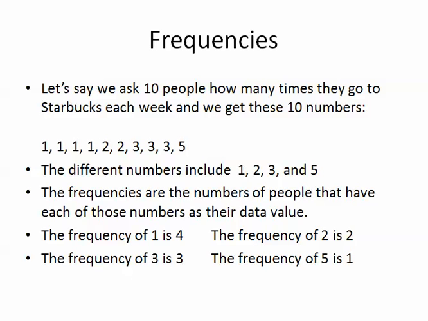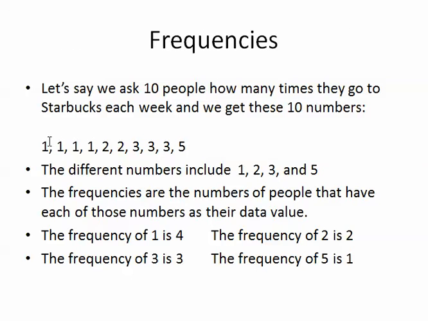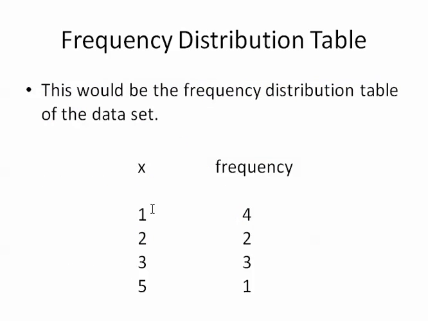If we wanted to create a frequency distribution table for this set of data right here, it would look like this. Remember, these were the 4 answers that appeared in the list of numbers. We had 1s, 2s, 3s, and 5s. So this says 1, 2, 3, 5. And this just shows how many times each of those numbers appeared in the set of answers.